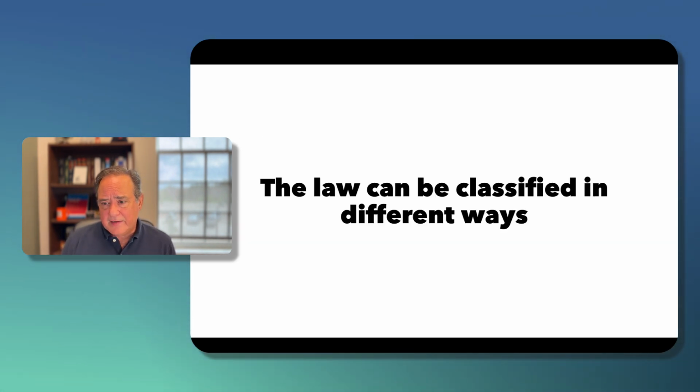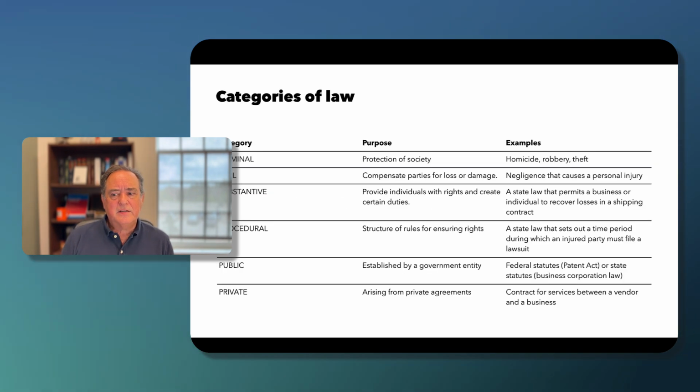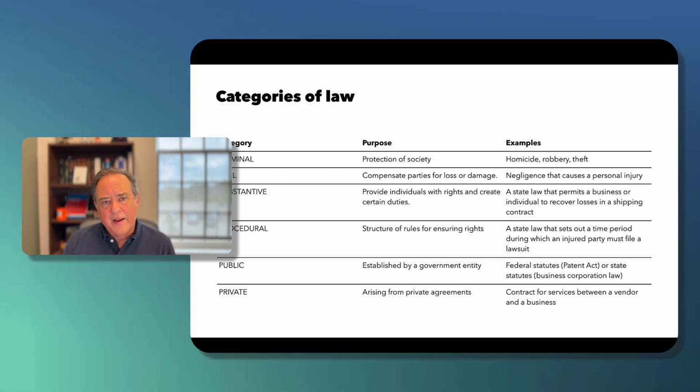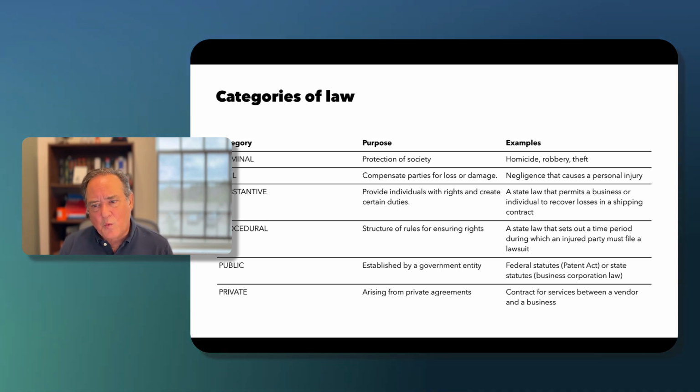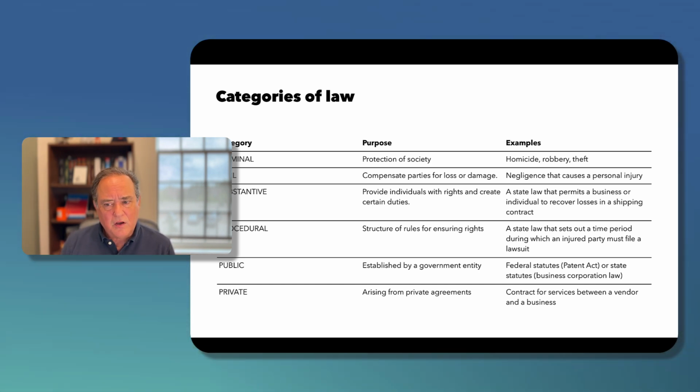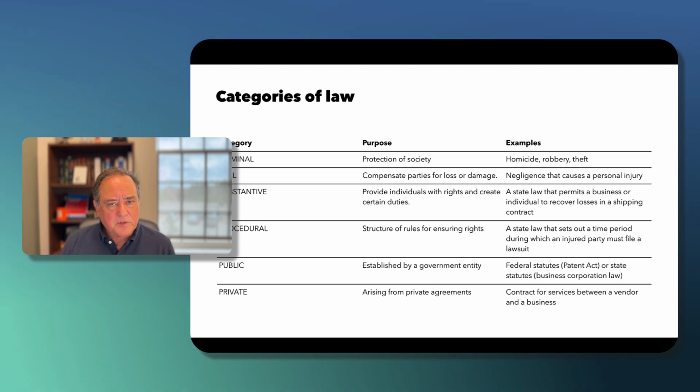The law can be classified in different ways, and there is a chart in your book that sets this out to talk about the different ways of categorizing the law. There is no one set taxonomy of the law. Instead, we can think of it in different ways. And we can also talk about the purpose, how a body of law, such as criminal law, has a purpose, and that would be the protection of society. Remember, criminal law governs the relationships between an individual and society as a whole. And examples of that are things like homicide or robbery or theft.